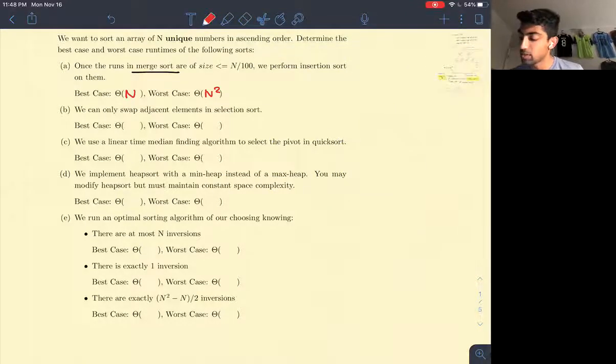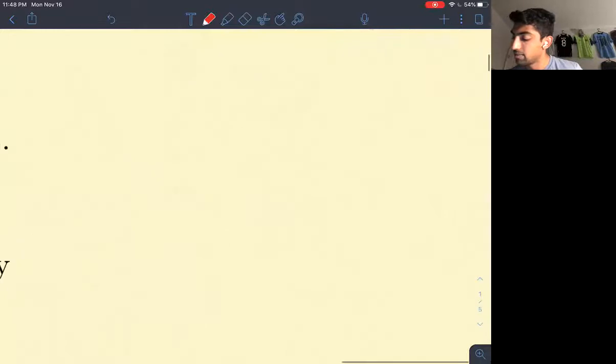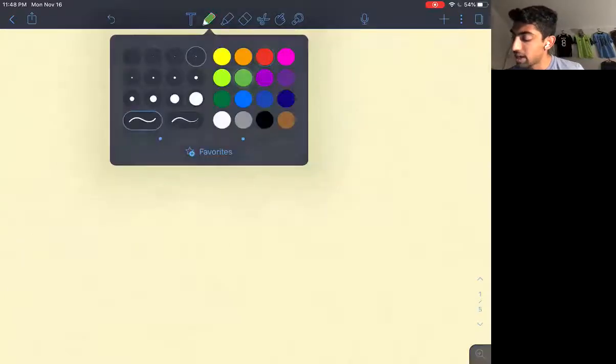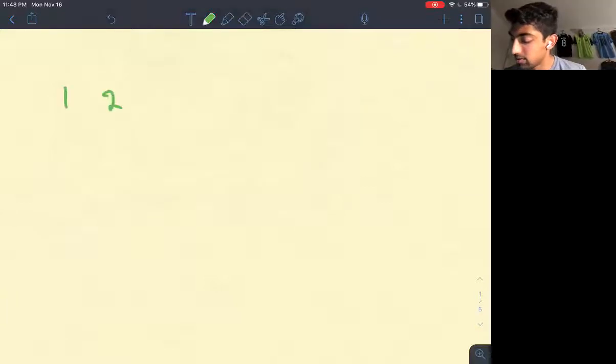Nice. So let's move on to the next one. We can only swap adjacent elements in selection sort. So let's look at an example to see how that would work. Let's zoom in again. Suppose we have this array, let's say 1, 2, 7, 4, 0, 3.